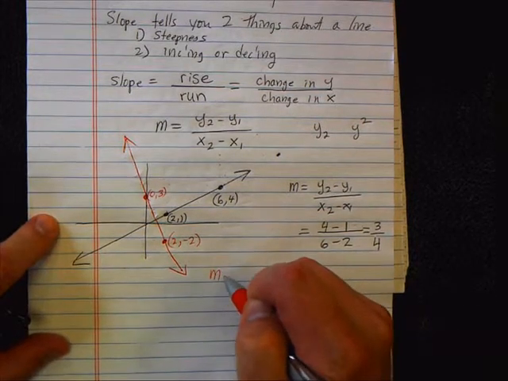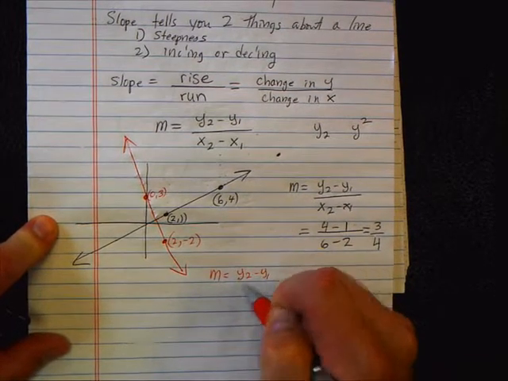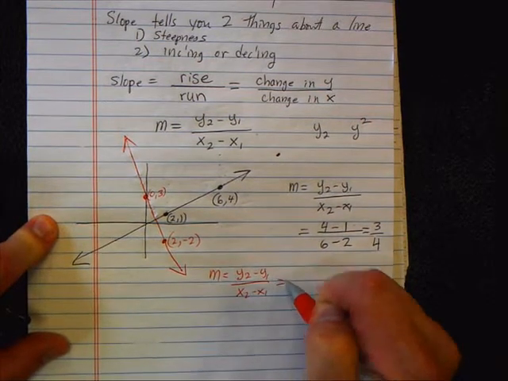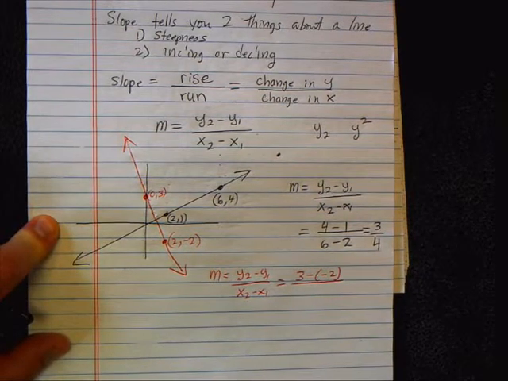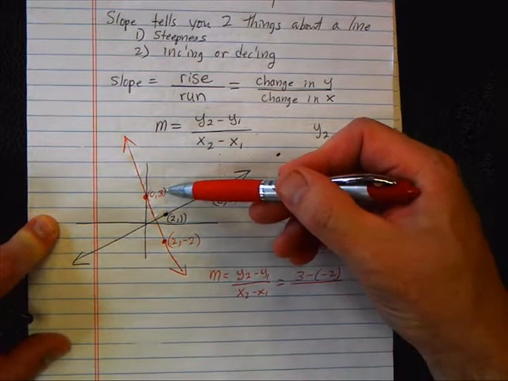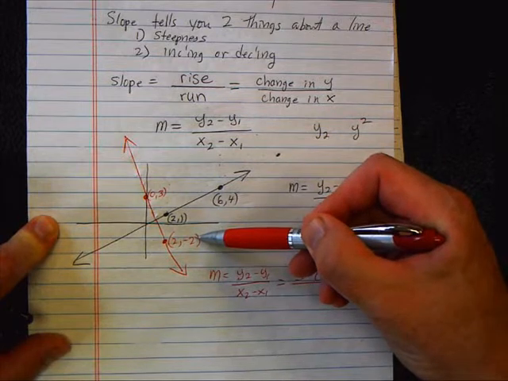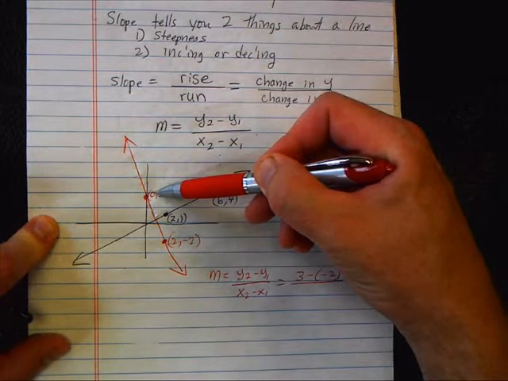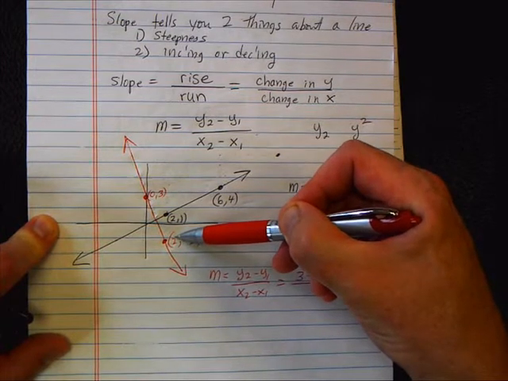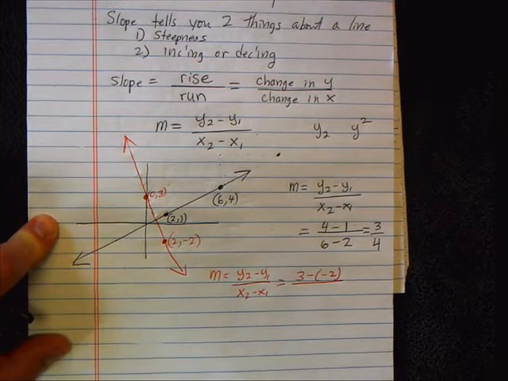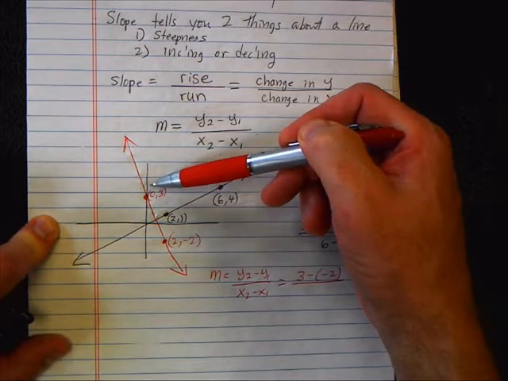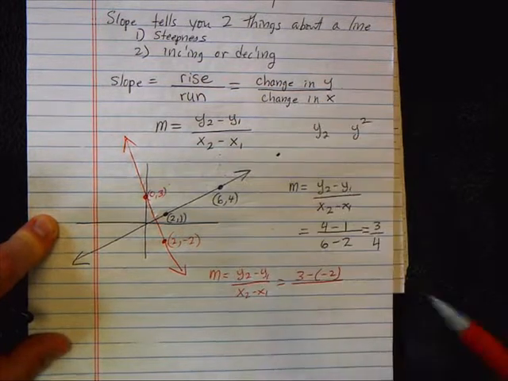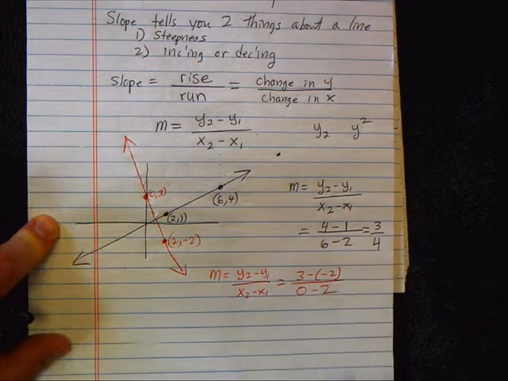M equals y2 minus y1 over x2 minus x1. You said it's 3 minus negative 2 divided by, oh, you've got to be careful. If I go 3 minus negative 2, then I have to go 0 minus 2. I've got to keep them in the same order. And that's probably the single most common mistake people make when finding slope. They'll go 3 minus negative 2, and then they'll switch the order. They'll go 2 minus 0. You've got to keep them in the same order. The order doesn't matter. We'll see that in a minute. But you have to be consistent.